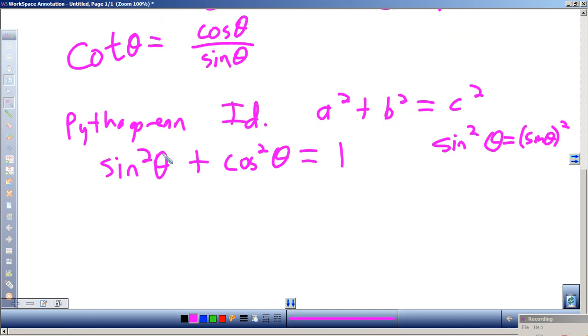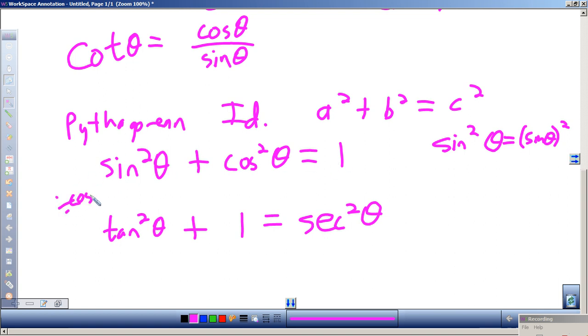Now the other two Pythagorean identities. You don't have to memorize them if you have this one memorized. However, you can get to them from this. I'm going to divide everything here by cosine squared. What is sine squared divided by cosine squared? Tangent squared. What's cosine squared over cosine squared? 1. So tangent squared plus 1. And what is 1 over cosine squared? Secant squared. That is the second of the Pythagorean identities. All I did is take the original one and divide it by cosine squared theta.